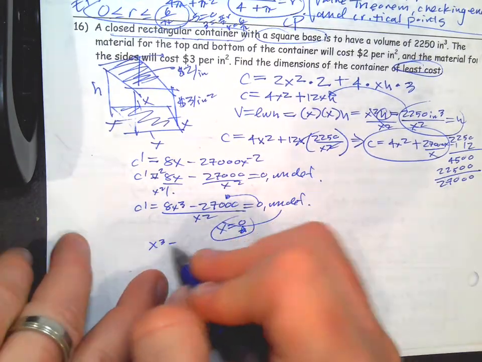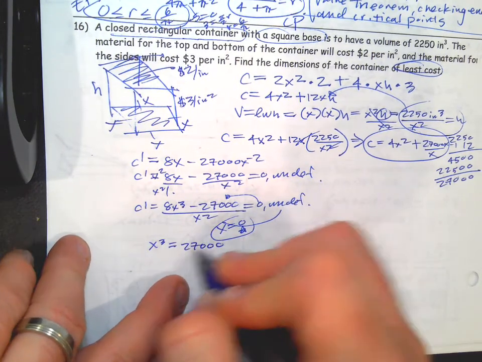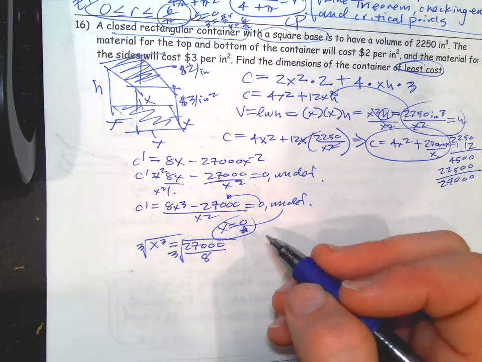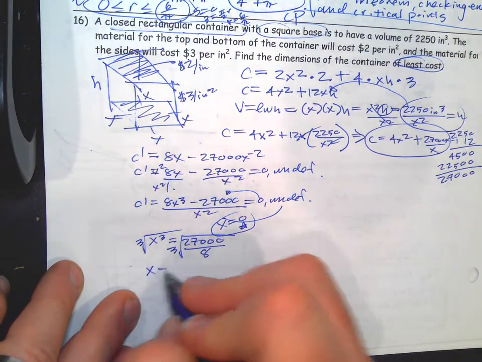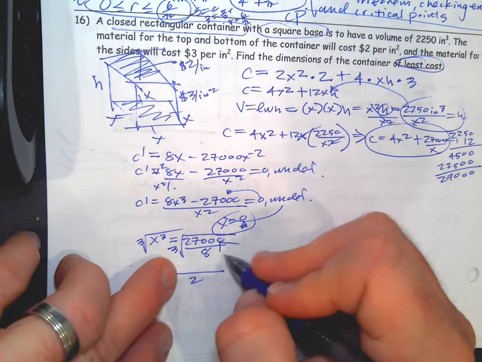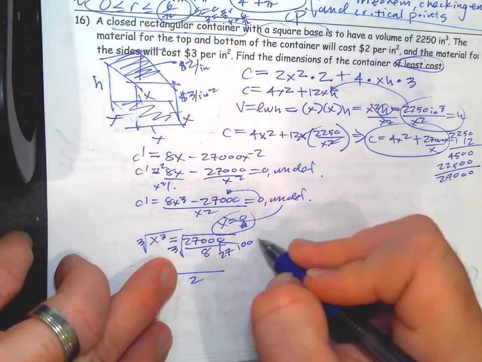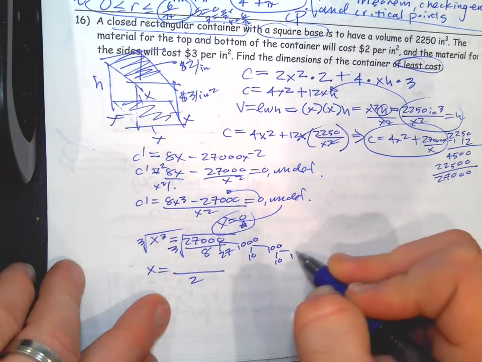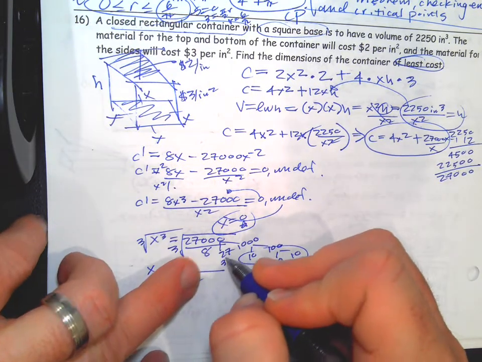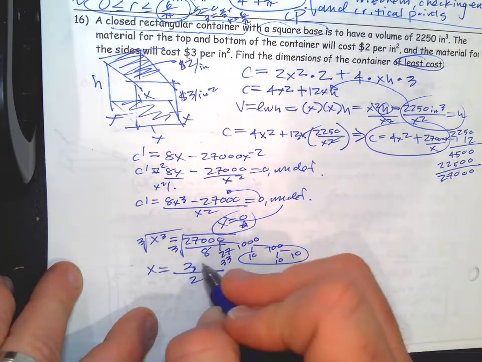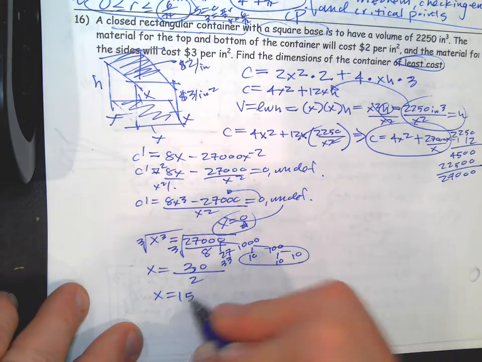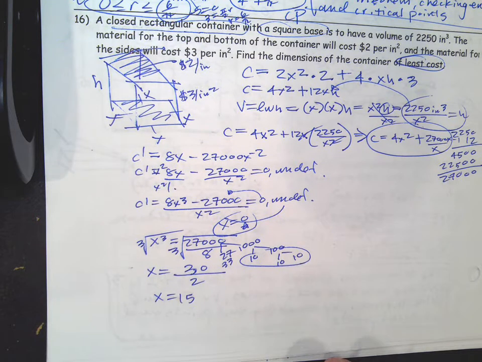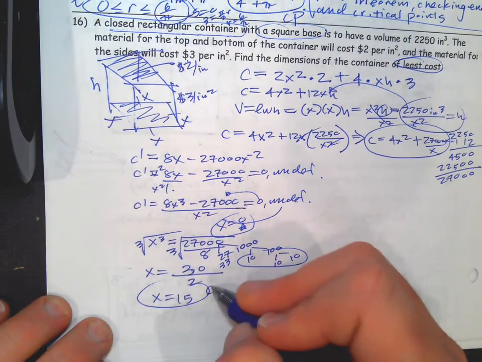X cubed equals 27,000 over 8. And take the cube root of both sides. No plus or minus. It's an odd root. The bottom works out pretty nice. It's just 2. Now, what can we take out of this? 27 times 1,000. Now, 1,000 is 10 times 100. It's 10 times 10 times 10. There's a perfect cube right there. And this is actually 3 cubed. So we get a 3 and 10, we get 30. The answer is actually 15. Worked out really nice. Okay, so that's a critical point.